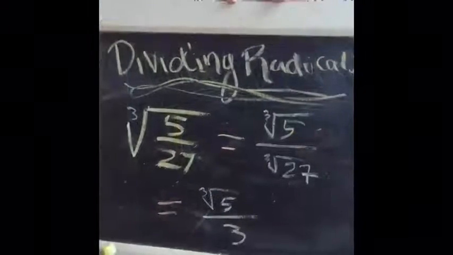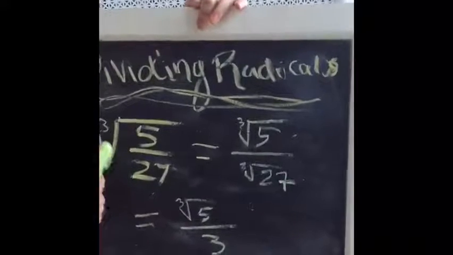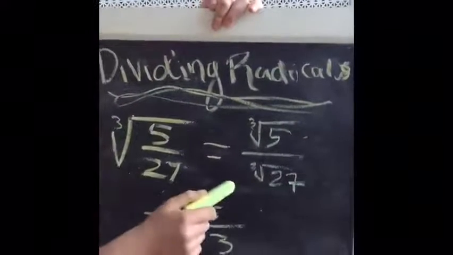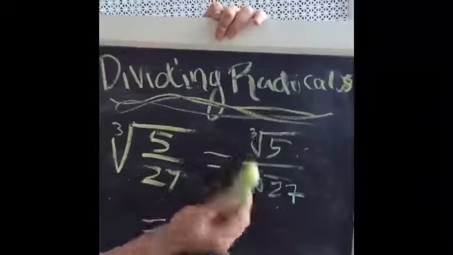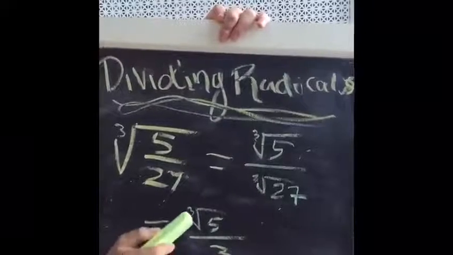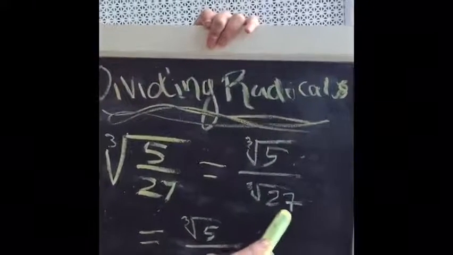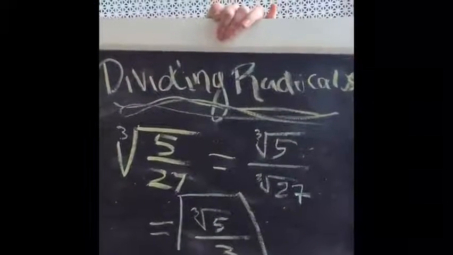Let's first try one without that fourth step. So if you just had rad 5 divided by rad 27 with 3 in the index, that would equal rad 5 over rad 27, both with 3 in the indexes, and you would simplify. So that would become rad 5, because you can't simplify that anymore, over 3, because you simplified rad 27 with 3 in the index to 3. That would be your answer.